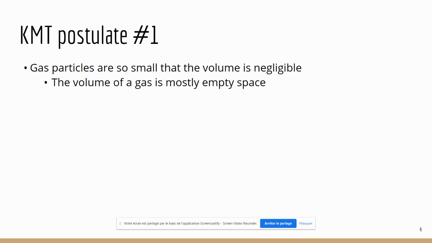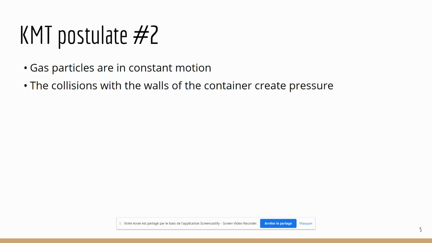So what we get from KMT postulate number 1 is that smaller gas molecules follow PV equals nRT with a higher degree of precision. So helium is going to follow PV equals nRT a little bit more perfectly than, say, radon. Pause here.